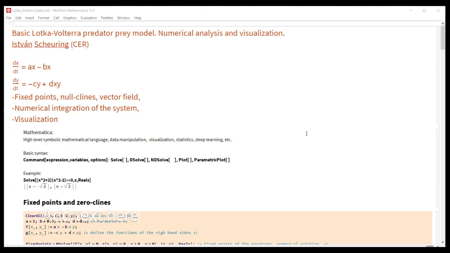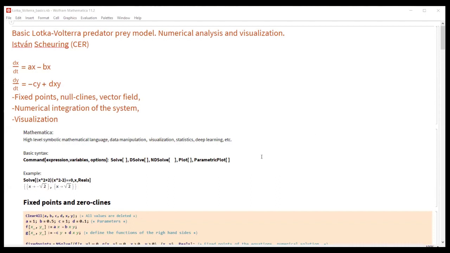This is the platform of Mathematica, which is a high-level symbolic mathematical language. It's very effective with visualization, data manipulation, statistics, and deep learning as well, and can solve very complex mathematical algorithms at the same time, in a very compressed and very high-level manner.